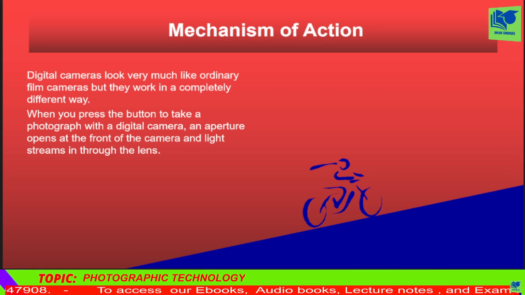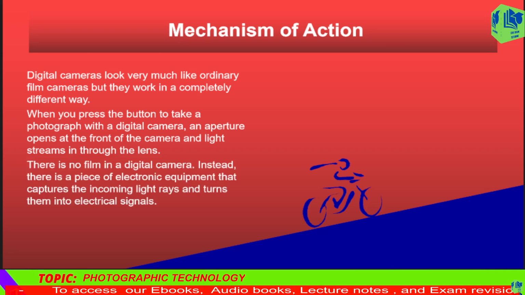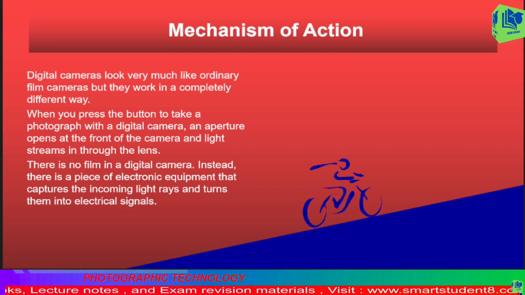There is no film in a digital camera. Instead, there is a piece of electronic equipment that captures the incoming light rays and turns them into electrical signals. This light detector is one of two types, either a charge-coupled device, CCD, or a CMOS image sensor.